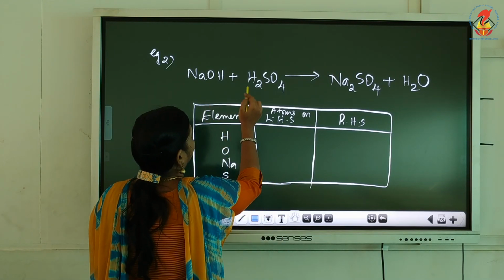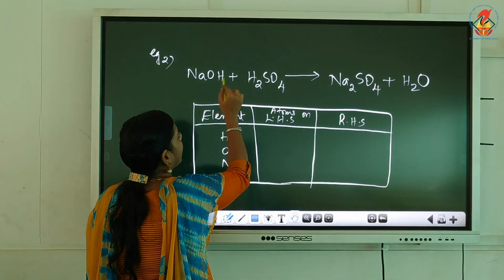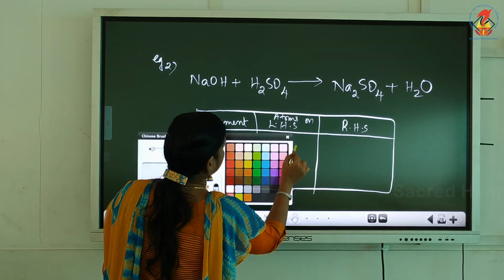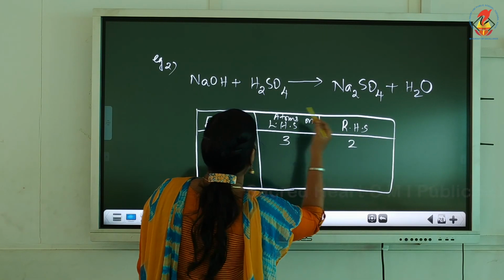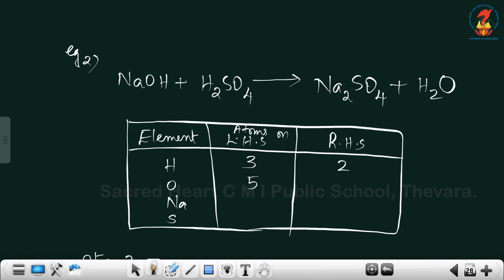Hydrogen on the left side, total we have 2. It is involved in both the reactants. So hydrogen 1, hydrogen 2, 2 plus 1, total 3. Total 3 is the number on the left side. On the right side it is only 2. Then oxygen 1, 1 plus 4, 5. Here it is 4 plus 1, 5. Then sodium, it is only 1 here and it is 2. So 1 and 2. Then sulfur, it is 1 here, it is also 1 on the right side.